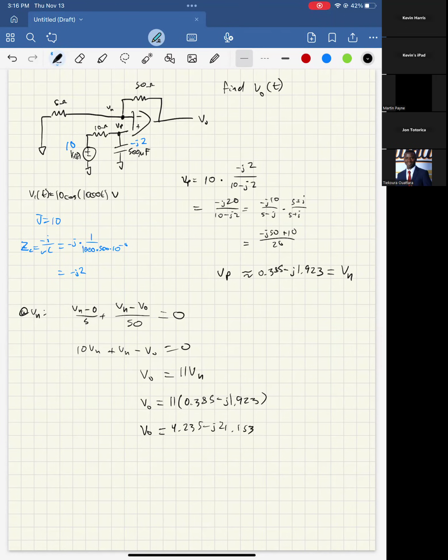So we found V out. However, this is the frequency domain, right? And it was asking it in the time domain, right? So we have to go back to the time domain. To do that, we first have to turn this back into a phasor.